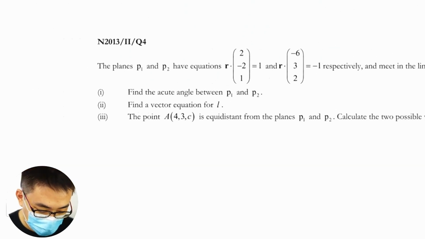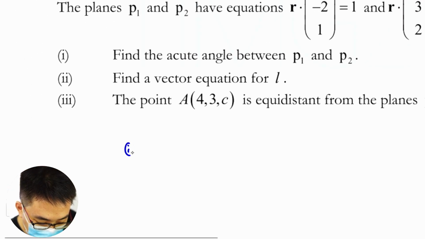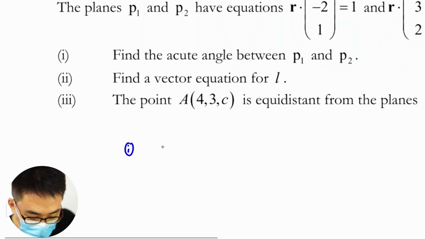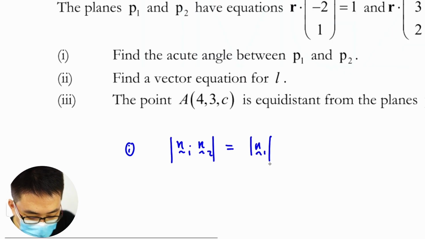This is the first one. You're given two plane equations that meet at line L. To find the acute angle, cosine theta is n1 dot n2. Actually, it's just the dot product. Just remember your dot product.